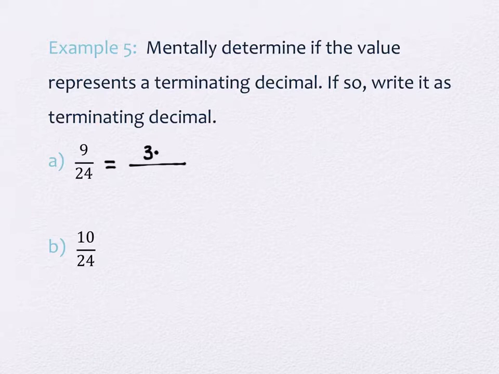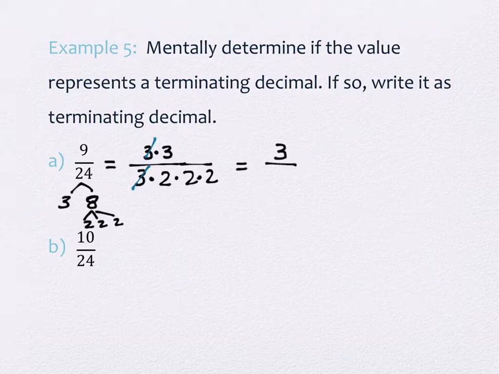So 9 is 3 times 3, so that works well. What about 24? Okay, so it's 3 times 8, and then 8 is 2 to the third, right? So you've got 3 times 2 times 2 times 2. And what do we notice? Yeah, they have a matching 3 on top and bottom, so that reduces. I still have a 3 on top. You can write this as 8 if you wish on bottom, or you can write it as 2 times 2 times 2 on bottom. It won't matter.